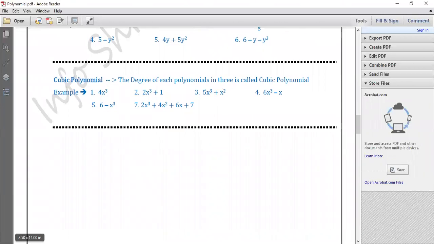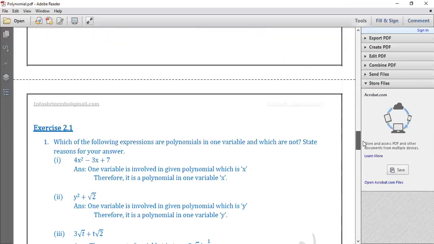And the last one, cubic polynomial. Cubic polynomial means 3. A polynomial of degree 3 is called the cubic polynomial. I have given the example here, 4x cube, so it is x power 3. The degree is 3. Here 2x power 3, the degree is 3. 5x power 3, the degree is 3. 6x power 3, the degree is 3. Minus x power 3, the degree is 3. And 2x power 3, the degree is 3. So a polynomial of degree 3 is called the cubic polynomial.